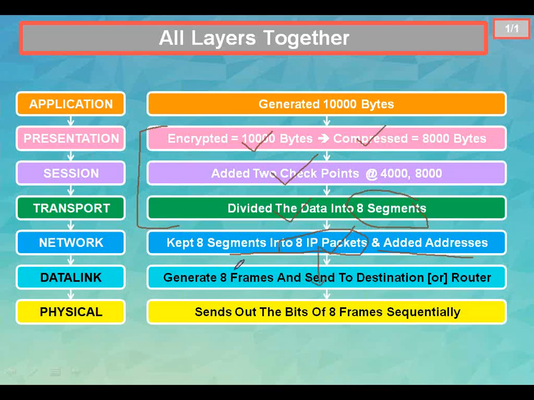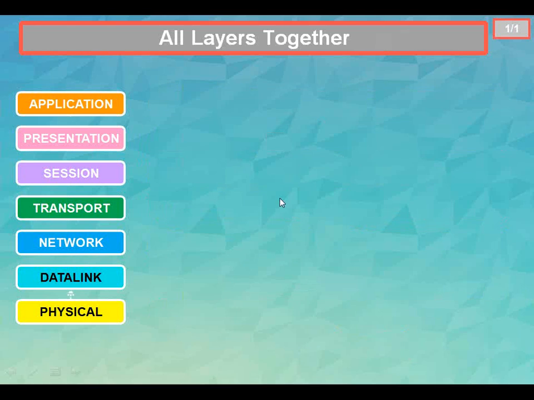It will generate 8 frames exactly, one for one IP packet, and it is going to send those out either to the destination if it is present in the same network, or to the router, depending on where the destination system is present. Physical is only for transmission of the bits. So what happens on the receiving side? Reverse on the receiving side.